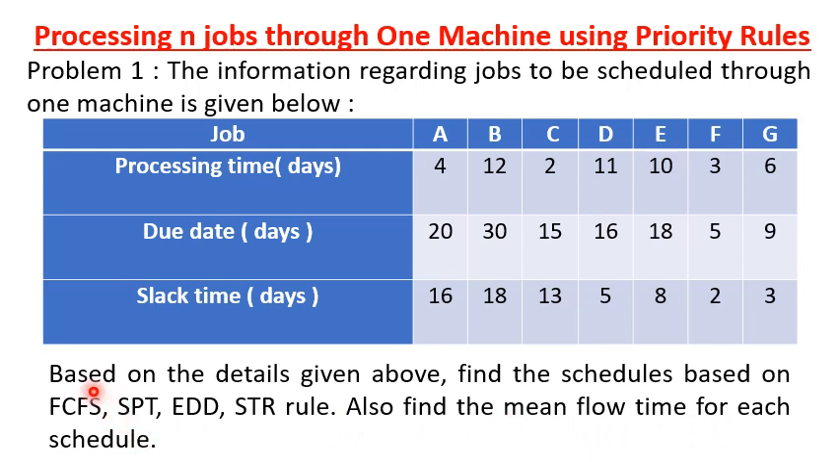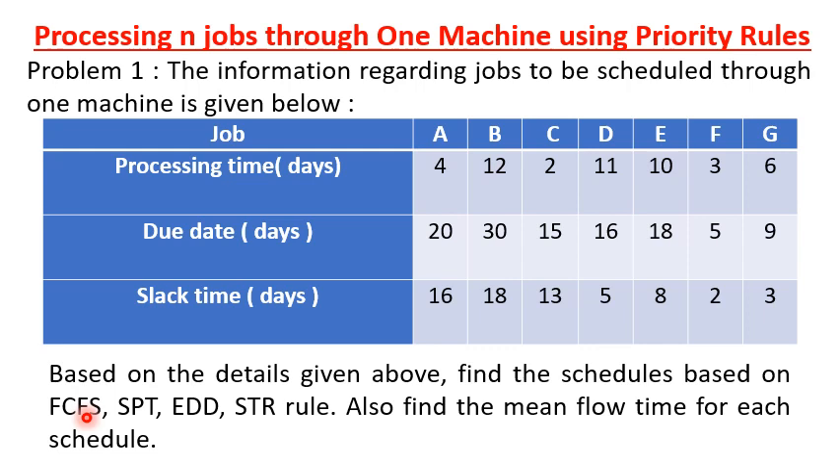So FCFS here refers to first come first serve. Whichever job comes first to the work center will be scheduled first. It's like you're standing in a waiting line in a queue, and the person at the beginning of the queue will be served first, who is nearest to the counter, say in a bank or say in an auditorium, or a railway booking counter.